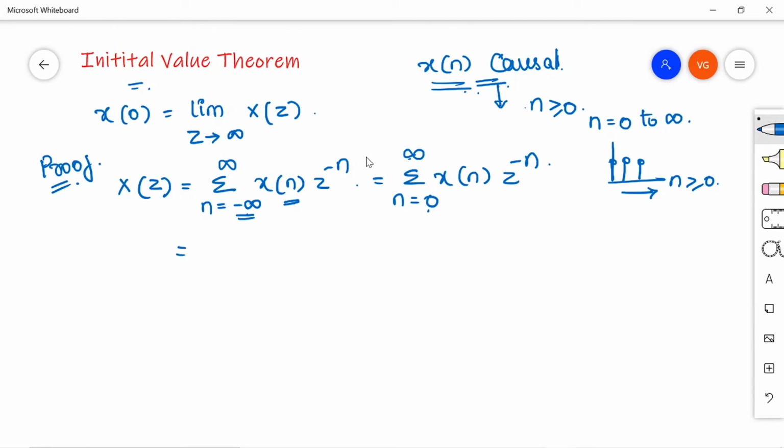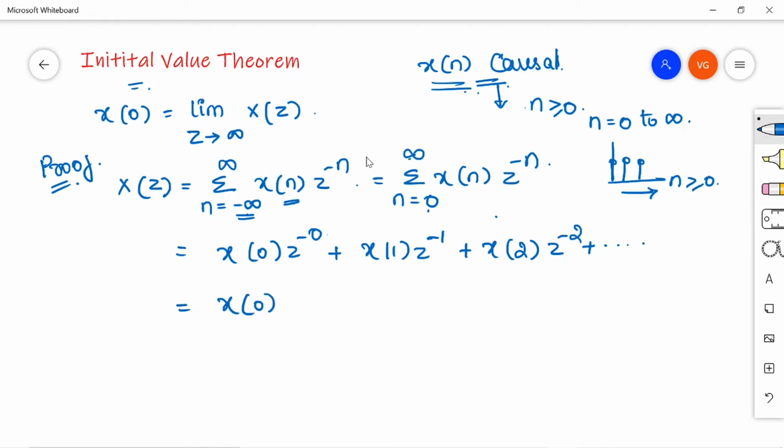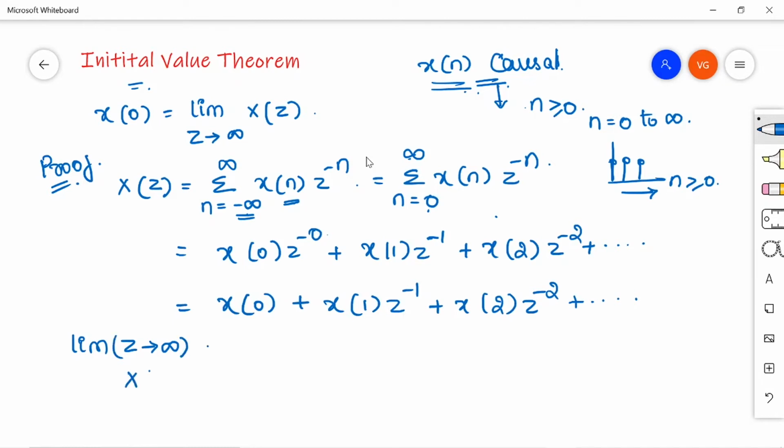Right. Now, I am expanding my summation here. See, x of 0 z power minus 0, plus x of 1 z power minus 1, plus x of 2 z power minus 2, and so on. Now, this is nothing but x of 0, since z power 0 is 1. Plus x of 1 z power minus 1, plus x of 2 z power minus 2, and so on. Now, I am applying limit z tends to infinity on both the sides.